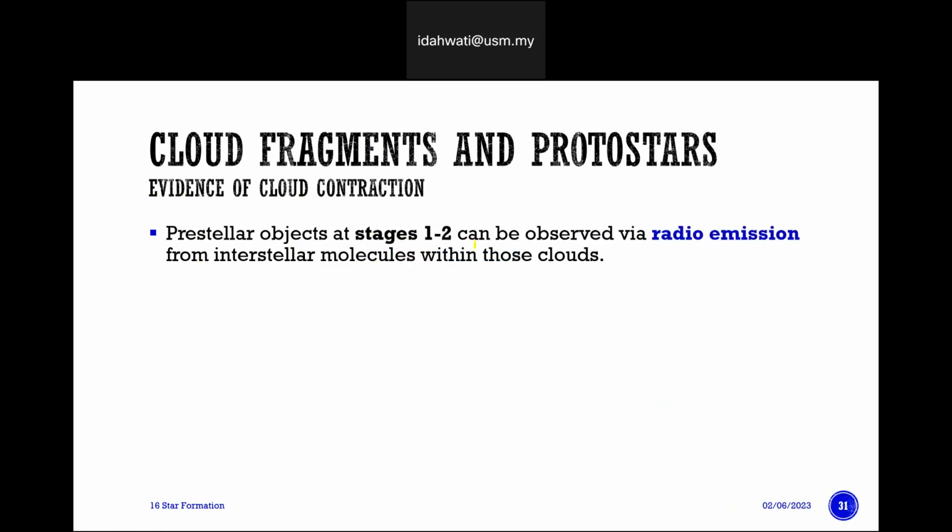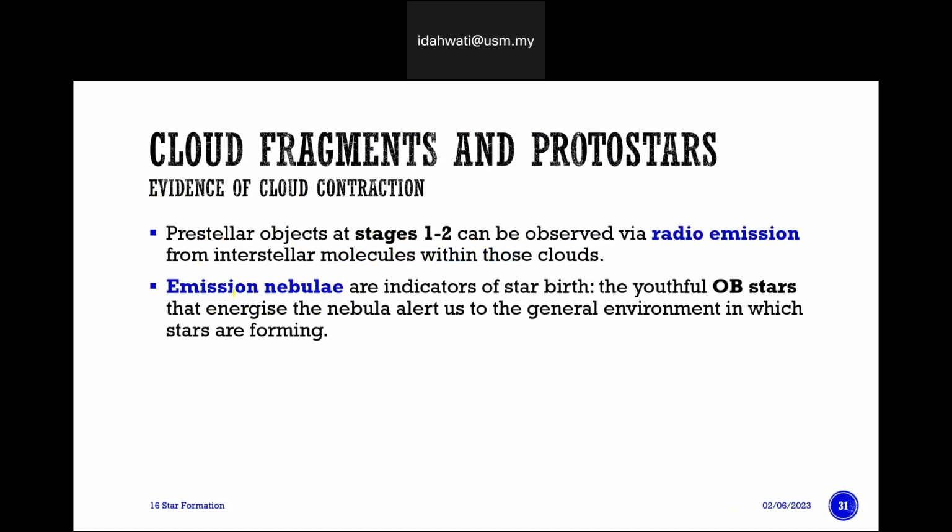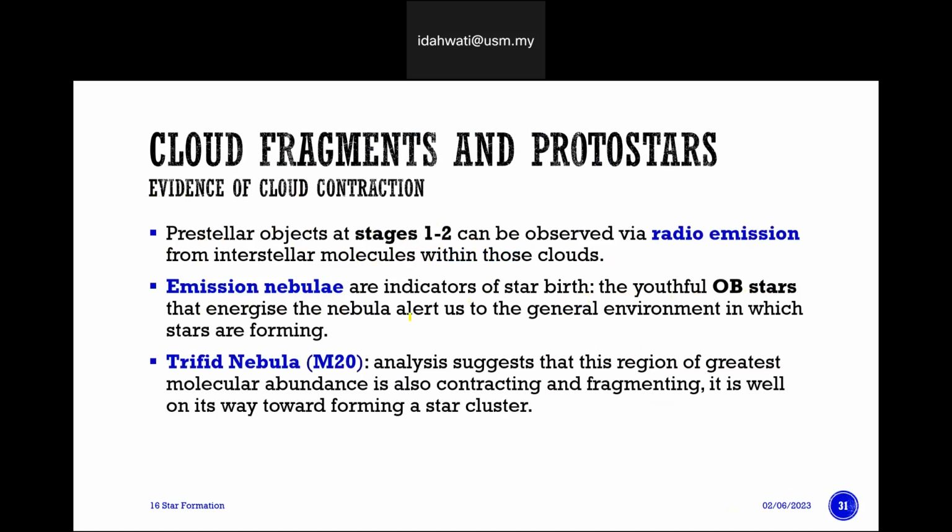So as evidence of this cloud contraction, the pre-stellar objects at stage 1 and 2 can be observed via radio emission. And the emission nebulae are indicators of star birth, with youthful O-type stars that energize the nebula. Also in the Trifid Nebula M20, the analysis suggests that the region of greatest molecular abundance is also contracting and fragmenting.